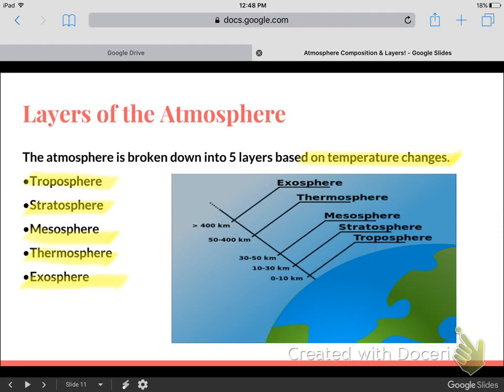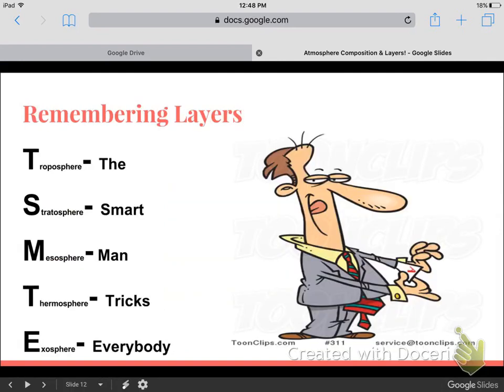Troposphere is closer to where we live. Stratosphere is the next layer. Mesosphere, thermosphere, exosphere, being the furthest away from Earth. So a way to remember the layers based on how close it is to us and then going out into space: the troposphere, stratosphere, mesosphere, thermosphere, exosphere can stand for "the smart man tricks everybody."